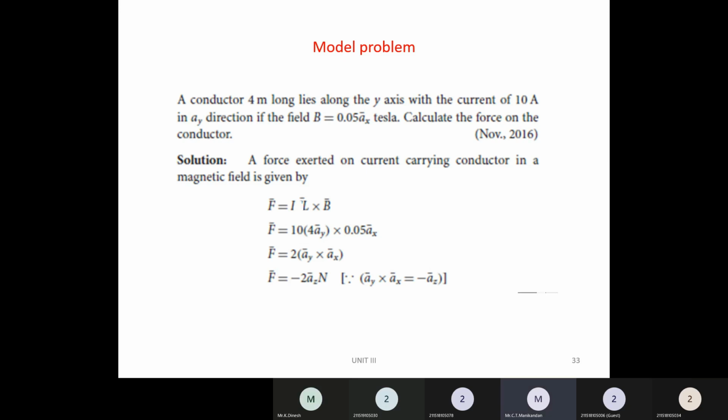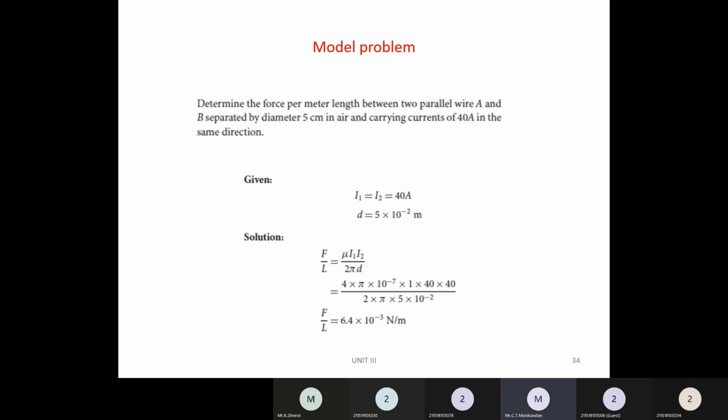This sort of thing they will use to twist you from the exam point of view. They will give it as 2AZ, minus 2AZ, 3AZ, minus 3AZ, like that. So clearly we have to see this concept. Why are we substituting minus AZ? Because it is AY cross AX. If it is AX cross AY, then it is equal to AZ. But here you are getting AY cross AX, so you will have minus AZ.